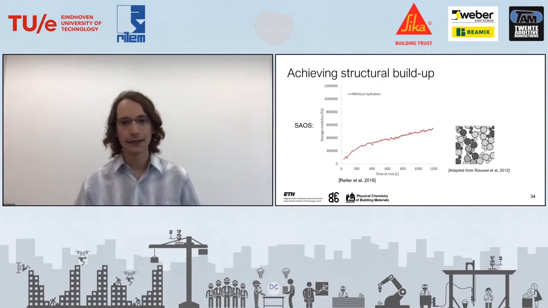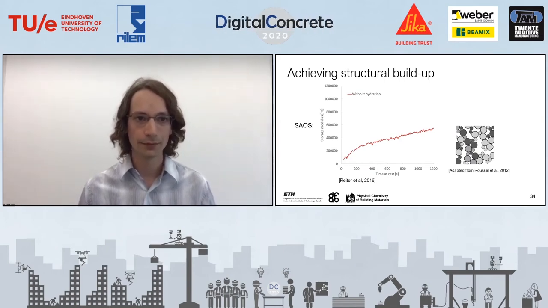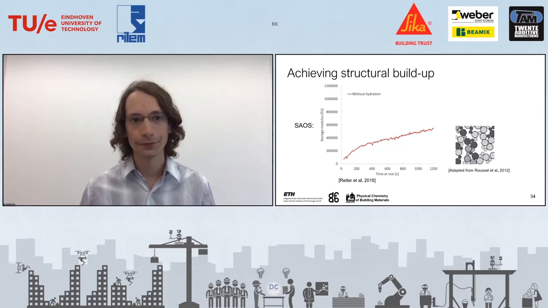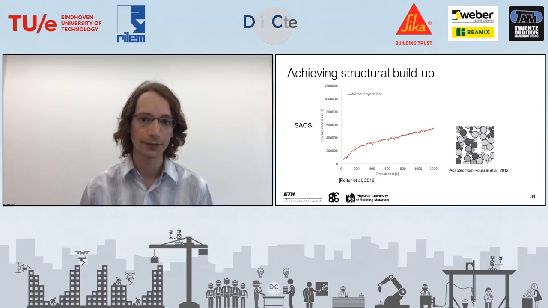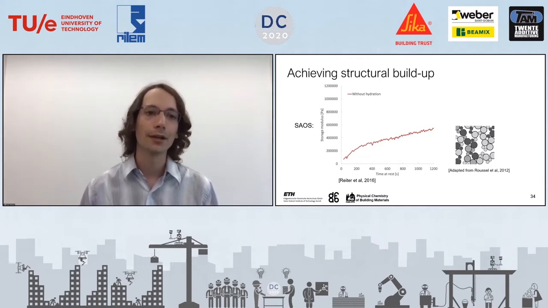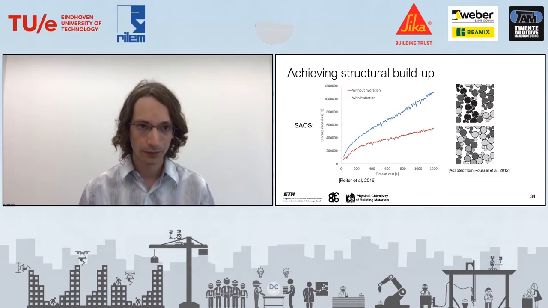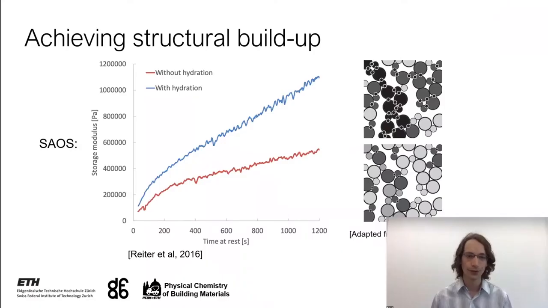So for that, I first want to introduce how strength buildup in these materials should work. So we first have a physical process of flocculation that builds a network of interacting particles that gives this structural buildup that we are desiring. Now, as hydration occurs, the hydration products are contributing to the amplification of that network, and we get an increase of the storage modulus or of our shear modulus.